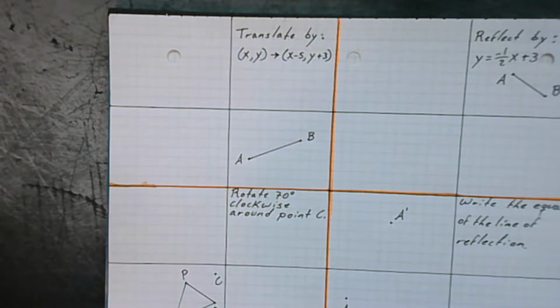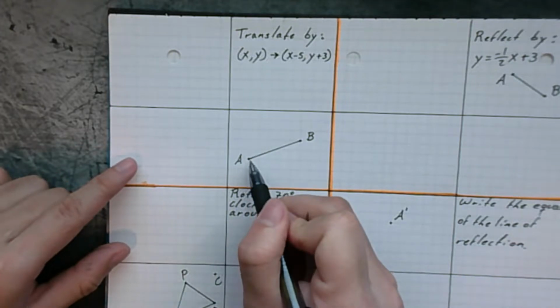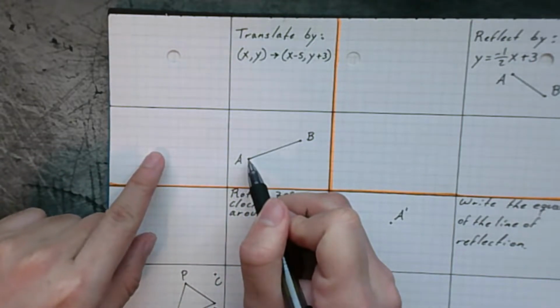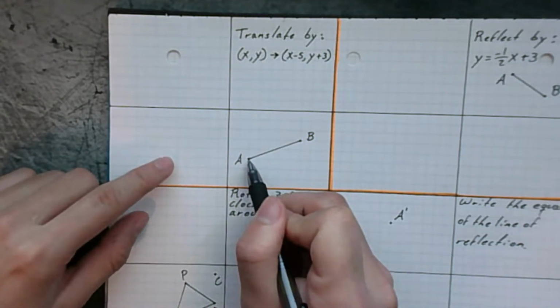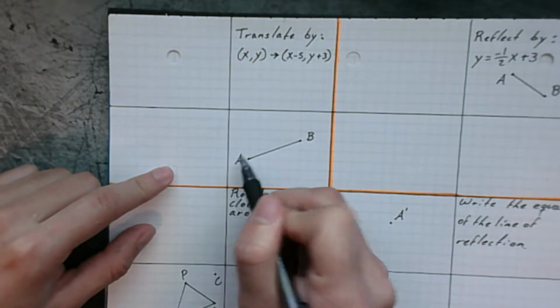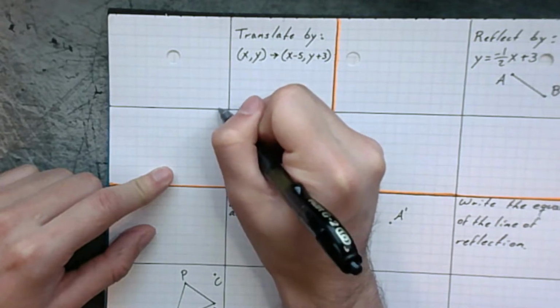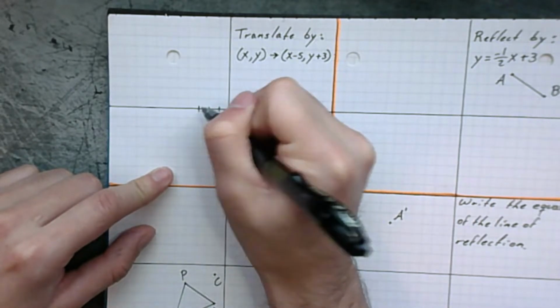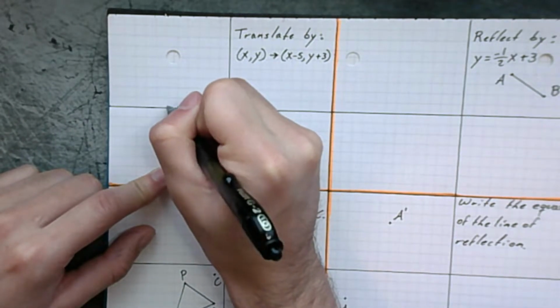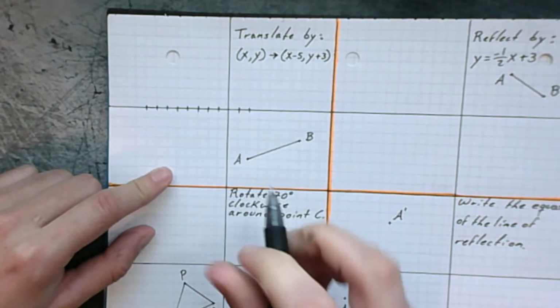So what does that mean? Well, every point is going to go 5 units left and then 3 units up. So let's do that. Let me show you guys. These are the units. You may not be able to see the little squares as well as I can, so let me mark some of them so you see.